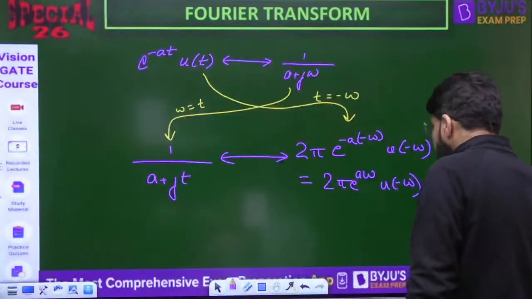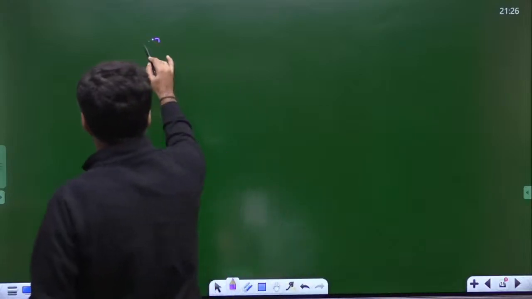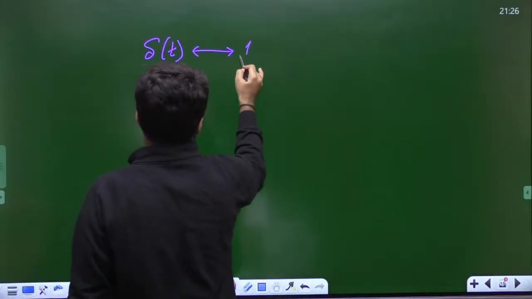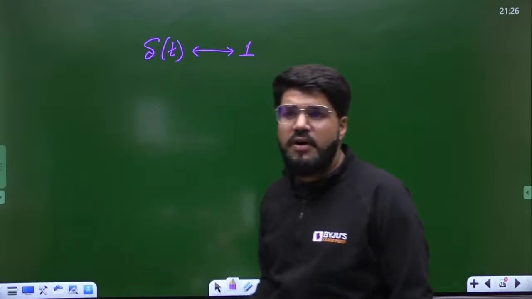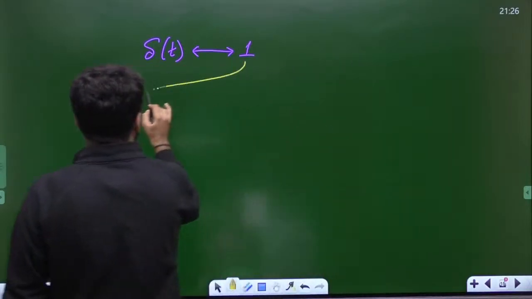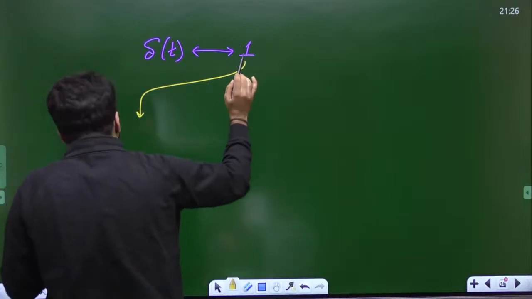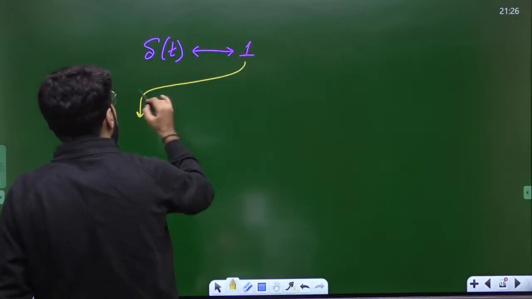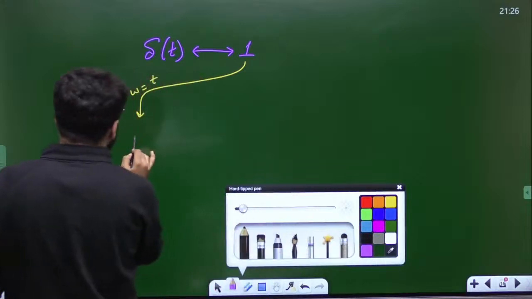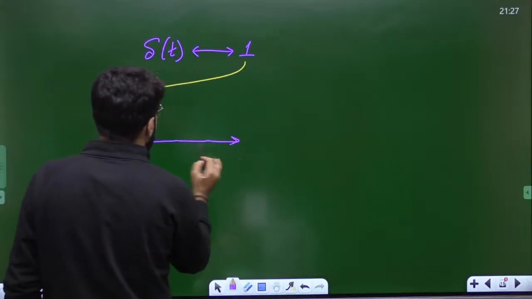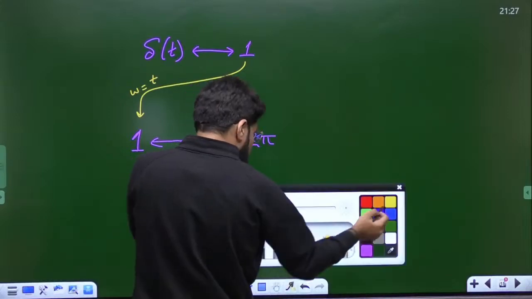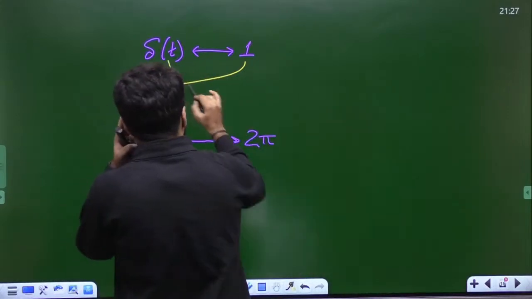One more important result can be seen from here. Impulse has the Fourier transform 1. Delta t has the Fourier transform 1. So what is the Fourier transform of 1 then? Apply the duality. Now the Fourier transform is constant 1, independent of omega. So even if you put omega equal to t, 1 remains to be 1. That is the constant, and that is given by 2 pi x of minus omega.